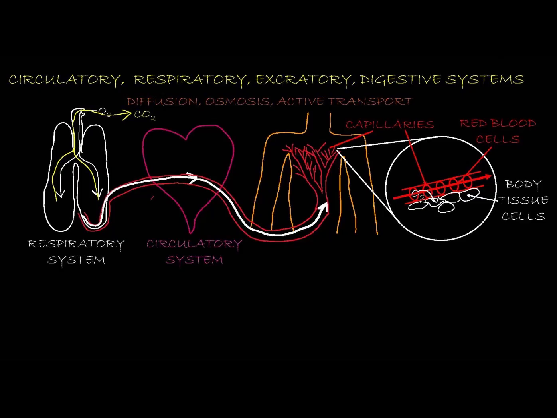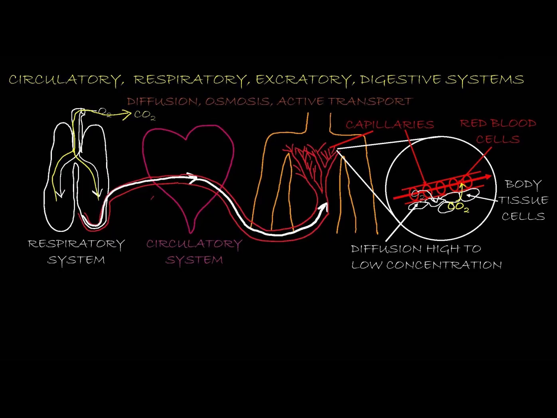And each cell is connected to at least one capillary so that the blood passes directly by that cell and can drop off the oxygen as it goes by. And as it drops off, the oxygen simply diffuses across the membrane and into the cells from high to low concentration. The reverse with the carbon dioxide happens as the cell is producing carbon dioxide through cell respiration.